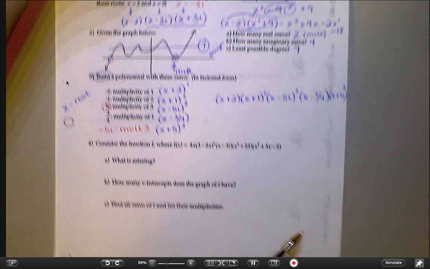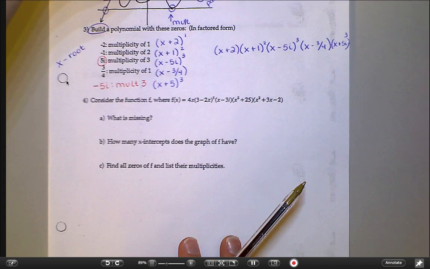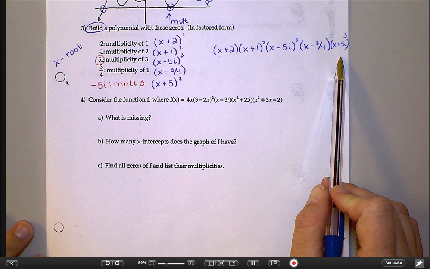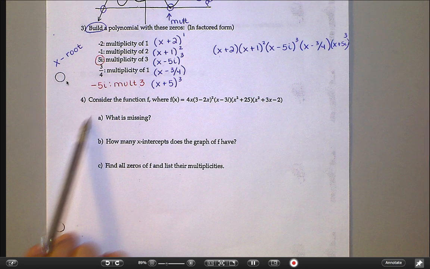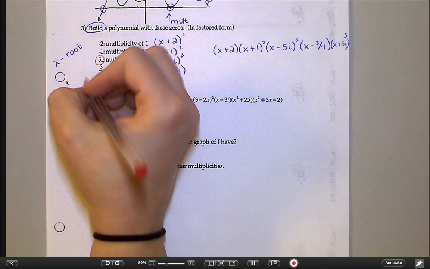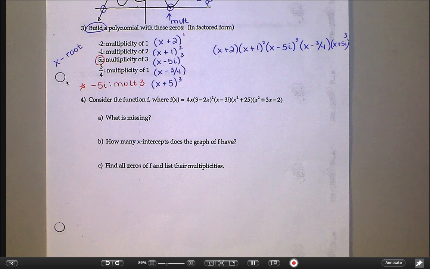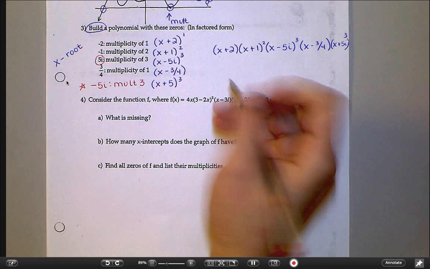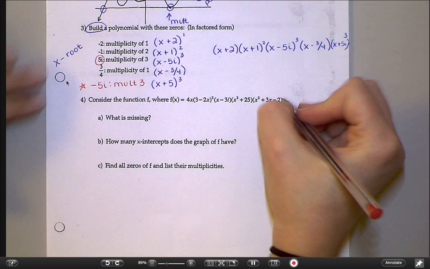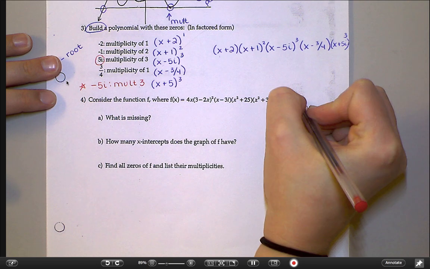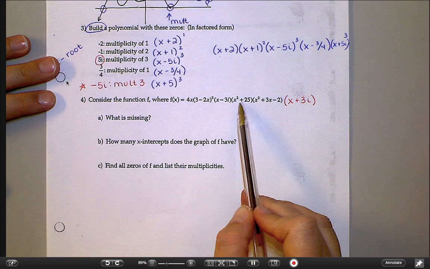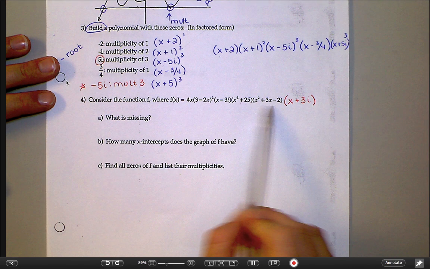Okay, and number 4. Here's a function. They kind of are giving us a function similar to what we came up with up here. What is missing? That's where I'd be on the lookout for something like this. Make sure all your imaginaries have partners. So as I skim through here, that's going to be real, that's going to be real. Oh, this right here, a minus 3i, means that I should have an x plus 3i in my factors as well.